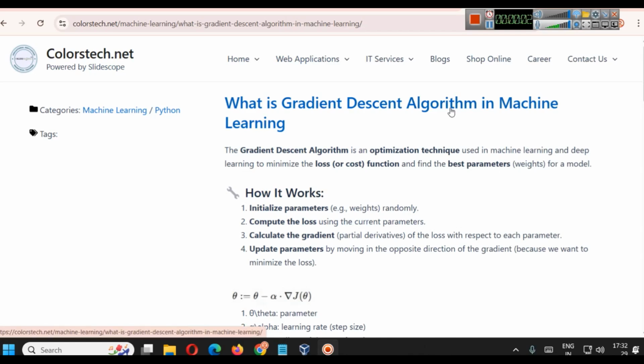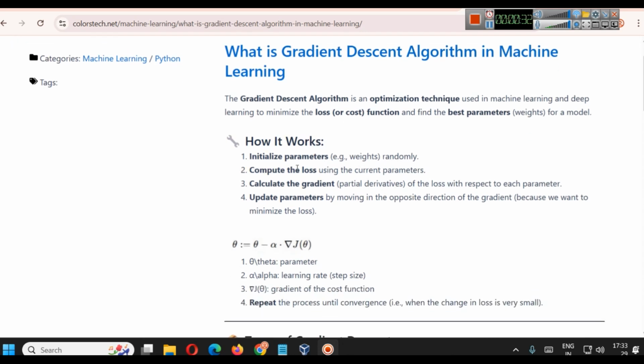So this is part one of what is gradient descent algorithm in machine learning. In this part we will cover the theory, and in the second part we will cover one Python example. So the gradient descent algorithm is an optimization technique that is used in machine learning and deep learning to minimize the loss or cost function and find the best parameters that are also known as weights for a model.